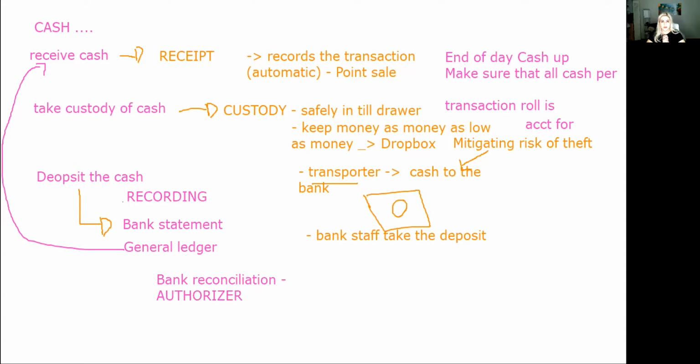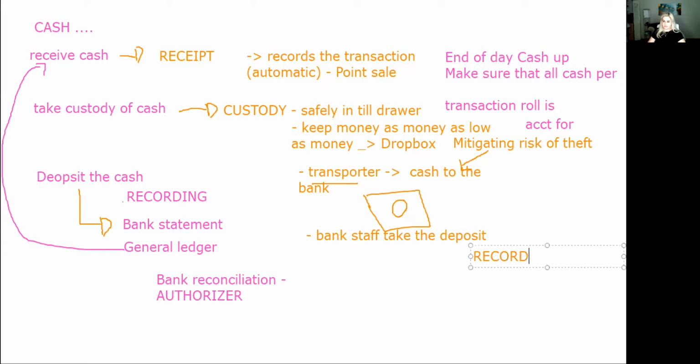Okay, then another control would be to transport the cash safely to the bank. Bank staff take the deposit, so that eliminates the risk of the transporter committing theft. It eliminates the risk of folks being mugged on the way to the bank. And then the bank staff record the transaction on the bank statement, right? So they're also a recorder.